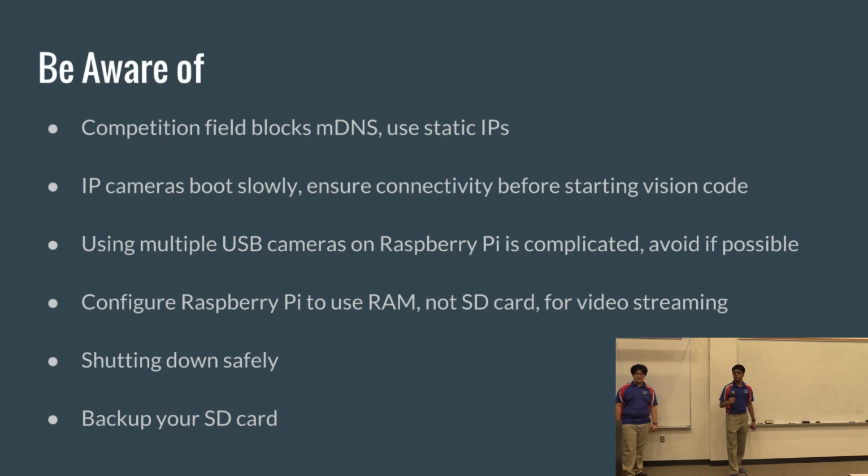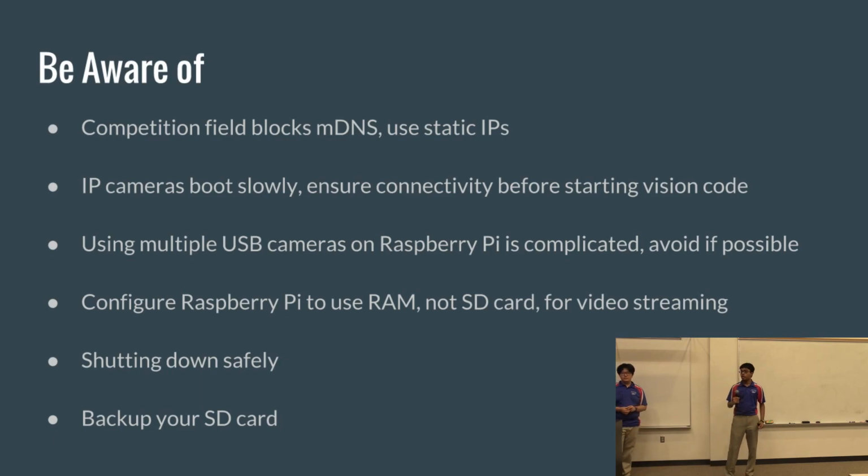Another thing to be aware of is if you use multiple USB cameras on the Raspberry Pi, we don't recommend doing that because it's very complicated to try to identify which camera is which. There are ways of doing it, but if you're trying to identify the camera using /dev/video0 or /dev/video1, those IDs are assigned randomly. So you'll need to have some other way to identify it, and that gets tricky. So we recommend that you don't put two USB cameras on the same Raspberry Pi at all.